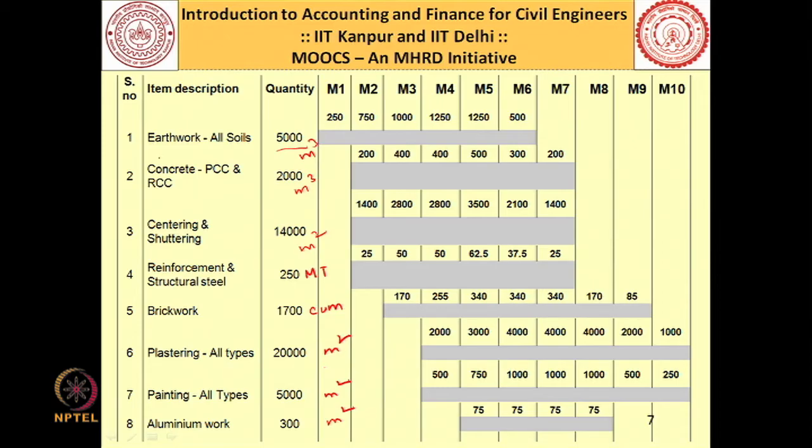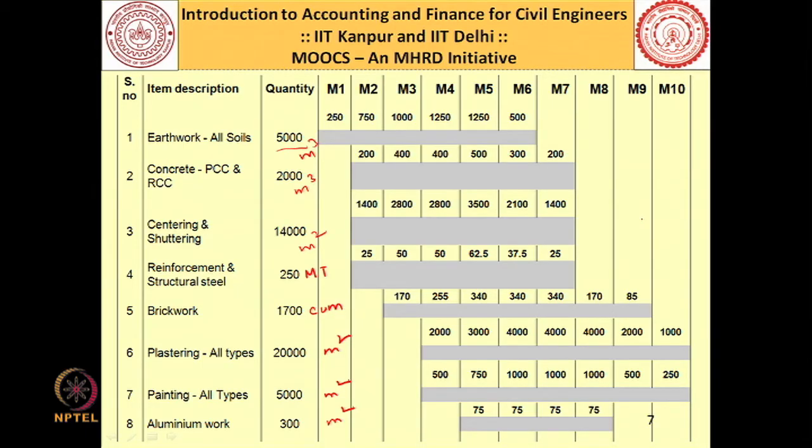So, these are the quantities that we have been given for a particular project, and what I have done, I have prepared the construction schedule and I have also estimated the month-wise quantities. In one of the lectures, I emphasized the importance of preparing the construction schedule, and I told you that this construction schedule is the genesis of many other associated schedules.